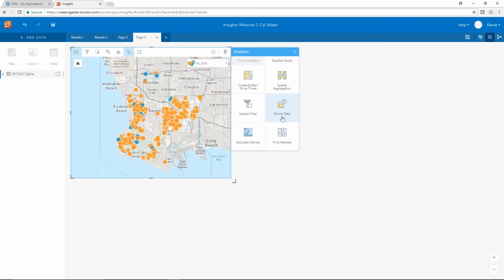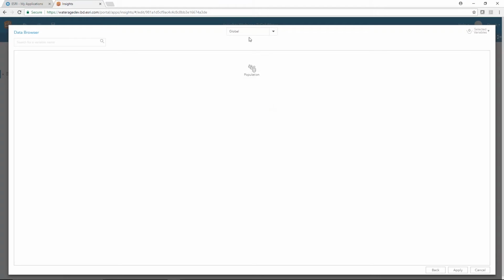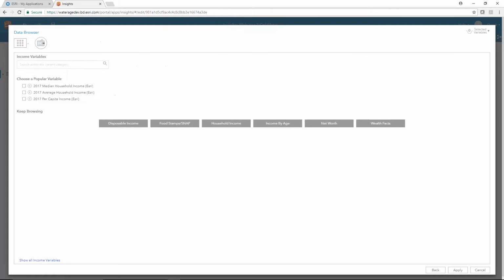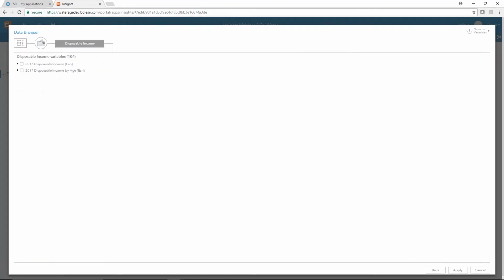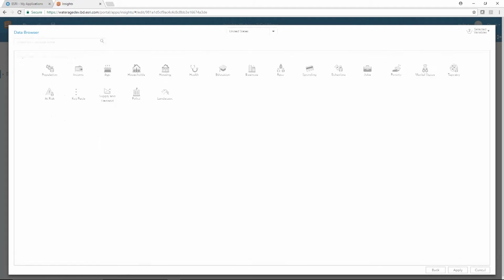So using the action button, I can get to my enriched data dialog inside of Insights. Inside of this data dialog, I'm going to be able to open up my data browser, which you're probably used to seeing inside of the Living Atlas. So in here, I'm going to look at a couple of different variables. First, my median household income, but I also want to look at places that have a relatively high median disposable income, because they'd be more willing to take advantage of some of these more expensive outdoor programs.